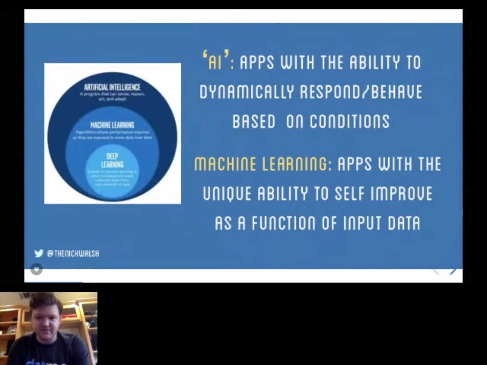Whereas more specifically, machine learning is the use of algorithms and apps that have the unique ability to improve themselves as a function of giving them more input data. I know that's a lot of words again, but I think having it phrased multiple ways, one of those ways will click with you. At least that's how I see it.